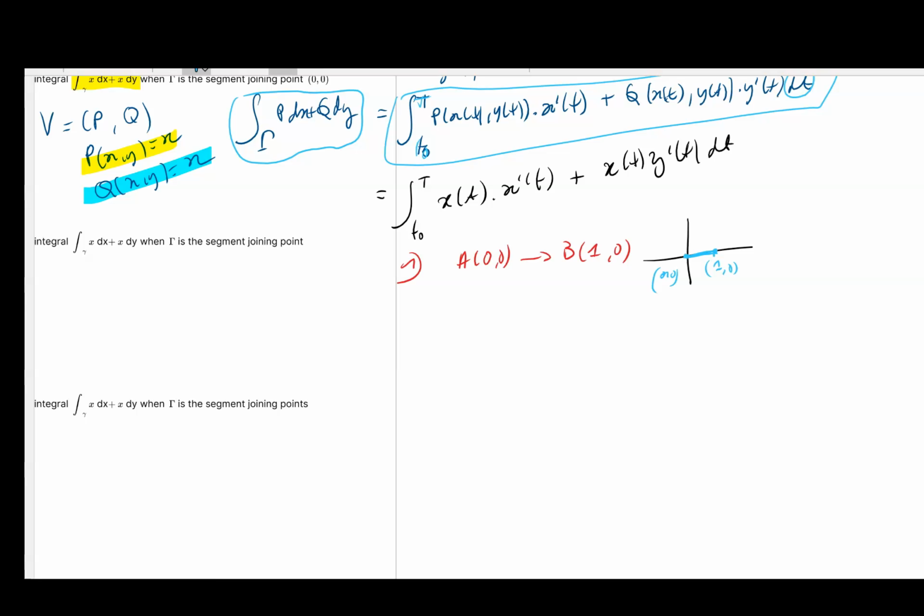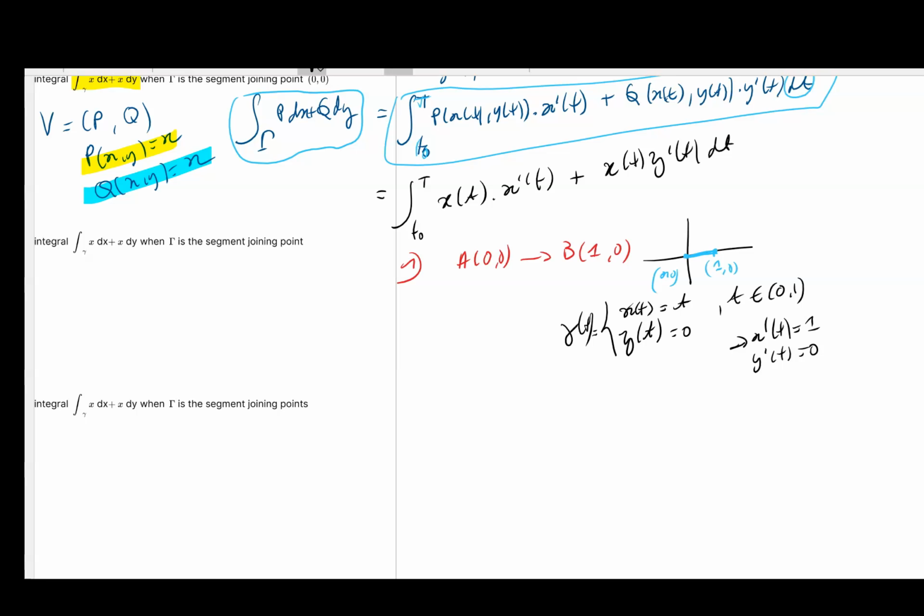Right, so as we said, the hardest work is going to be describing this curve. If you look at this, y is constantly equal to 0, so y(t) is constantly equal to 0, and x(t) goes from 0 to 1. So I can say it's going to be equal to t for t between 0 and 1. All right, so that's my gamma of t here. We're going to need x'(t), which is of course equal to 1, and y'(t) equals 0.